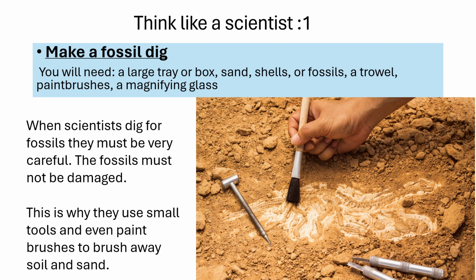Think like a scientist. Make a fossil dig. You will need a large tray or box, sand, shells, or fossils, a trowel, paint brushes, a magnifying glass. When scientists dig for fossils, they must be very careful. The fossils must not be damaged. This is why they use small tools and even paint brushes to brush away soil and sand.